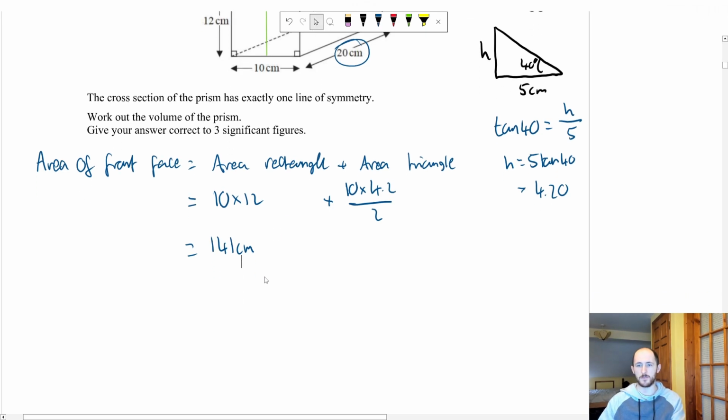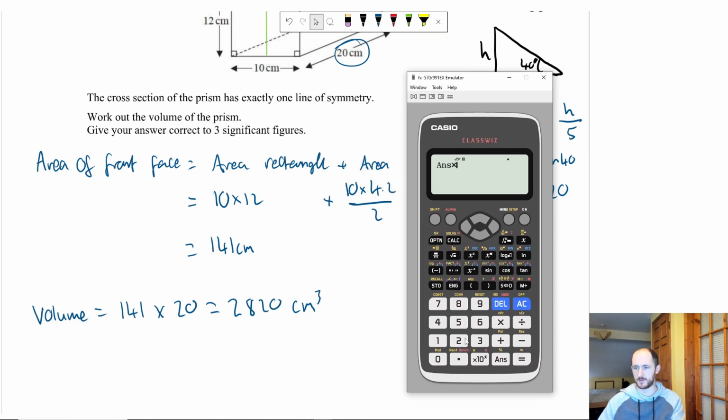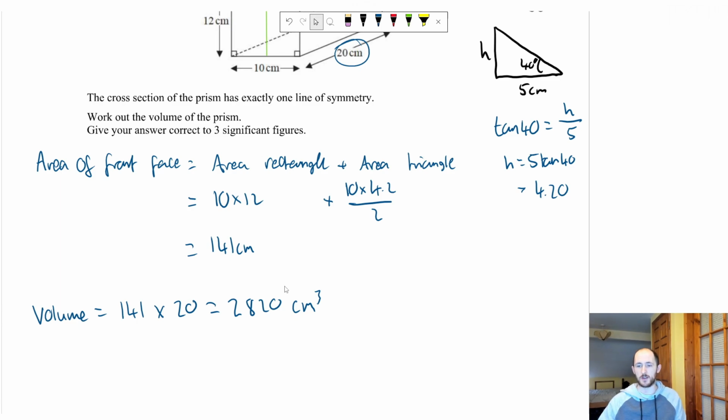And then for the volume, all we need to do is times the area, which is 141, and multiply it by 20, which should give us 2,820 centimeters cubed. Let's just make sure I'm correct on that. So times by 20, 2,820 centimeters cubed. Don't forget the centimeters cubed.